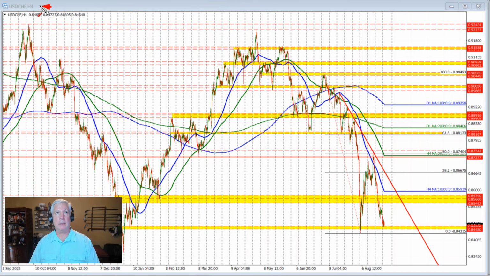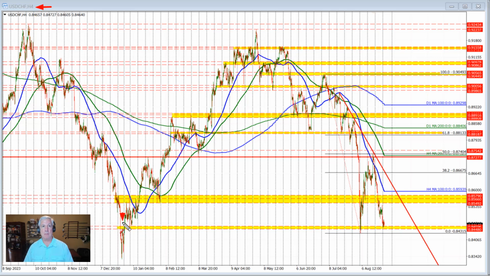This is a Forex Quick Look. We're going to take a look at the dollar versus Swiss franc. Today's date is August 26, 2024. Let's get started. Looking at the 4-hour chart, I'm going to focus on this area right through here.